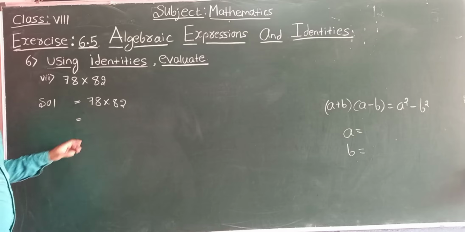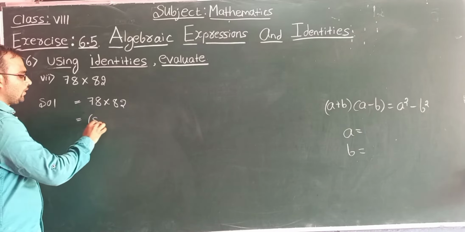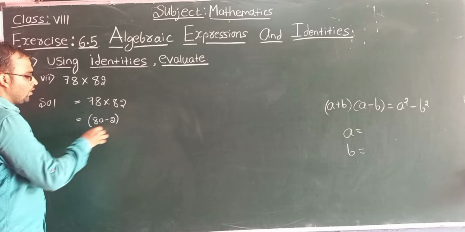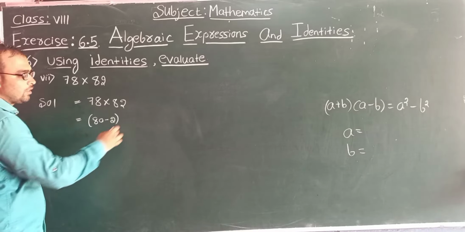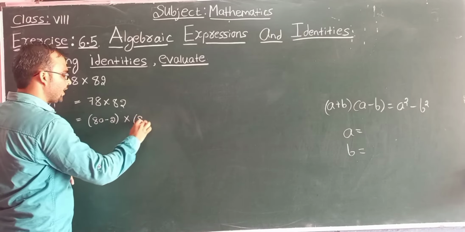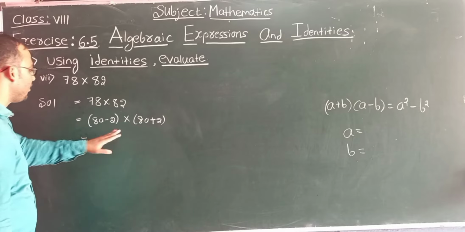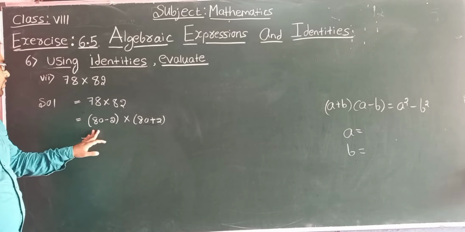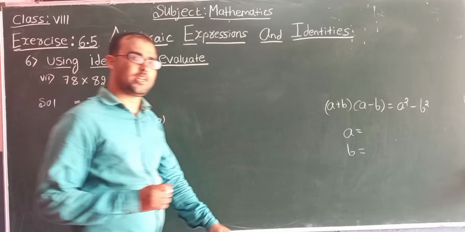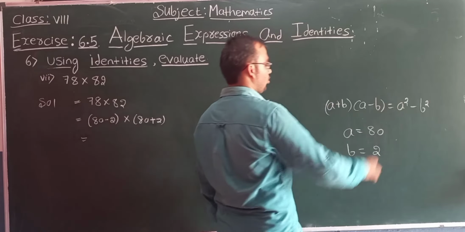So this 78 can be written as 80 minus 2. What is 80 minus 2? 78 only. And here 82 can be written as 80 plus 2. Now it is of the form a plus b into a minus b. Here, in place of a what is there? 80, and in place of b, 2 is there.